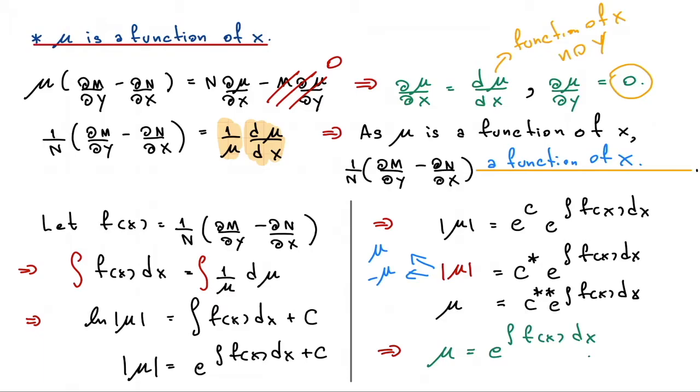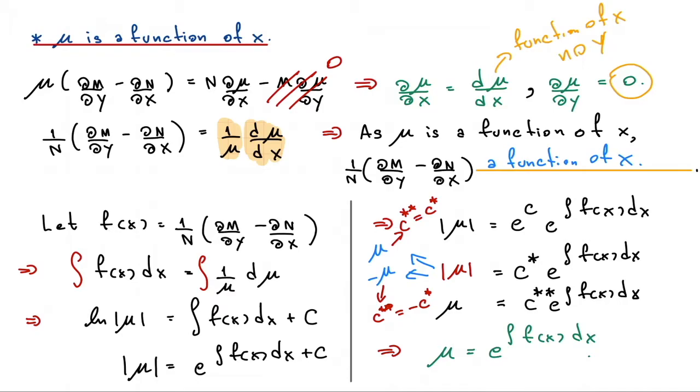Make sense? Okay, I'll take note here. If absolute mu is mu, c double star is actually the same as c star. Basically, we just remove the absolute sign. But if absolute mu is minus mu, we have that c double star is actually minus of c star. Okay. Make sense?